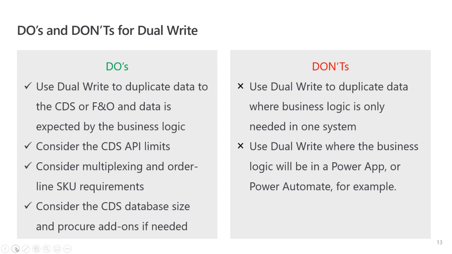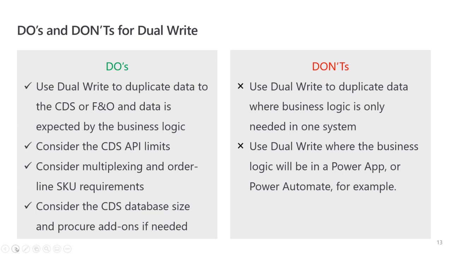If you're using dual write, we do give you a specific allowance of API limits. You get an extra 400,000 API calls when you enable dual write with Finance and Operations, in addition to the API limits that you get with your Common Data Service out of the box. But depending on the volume of records that you're going to be integrating with dual write, those API limits do still apply. You'll also need to consider multiplexing and those order line SKU requirements.